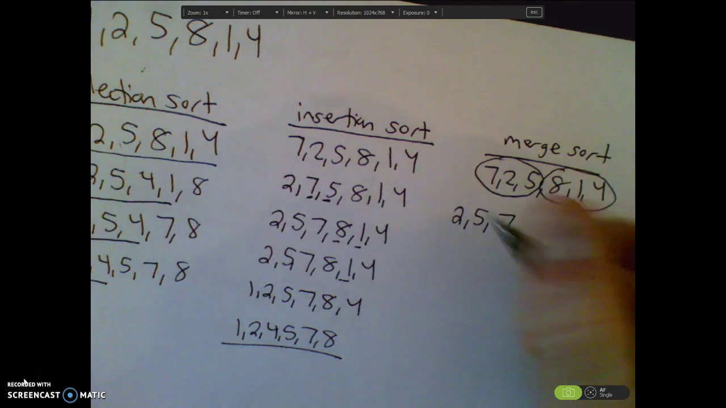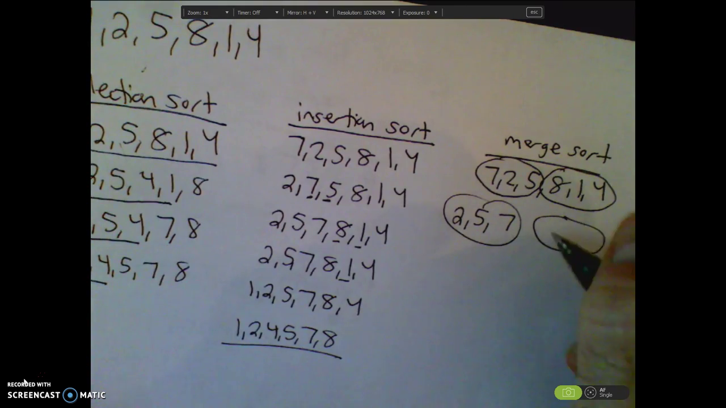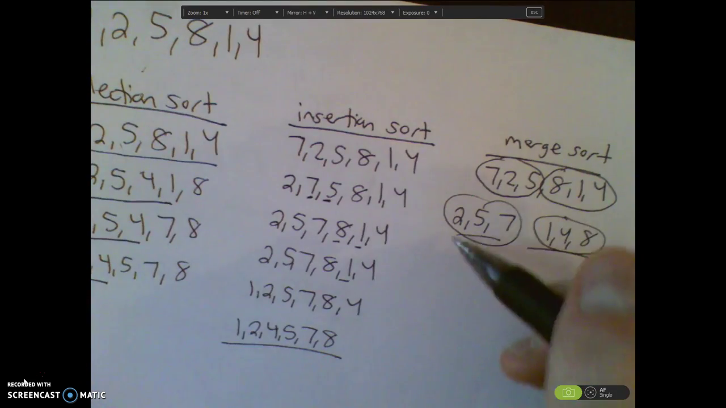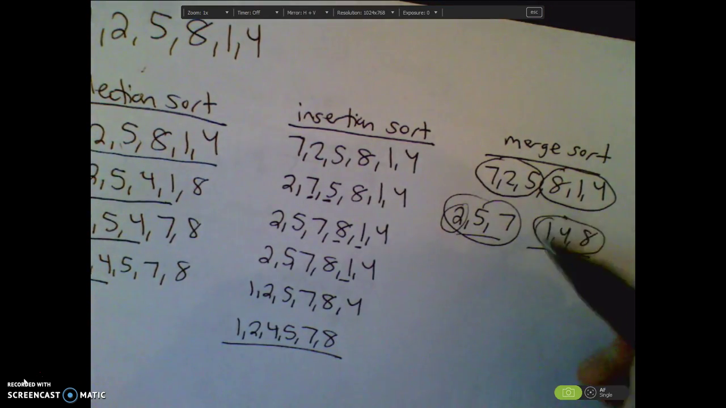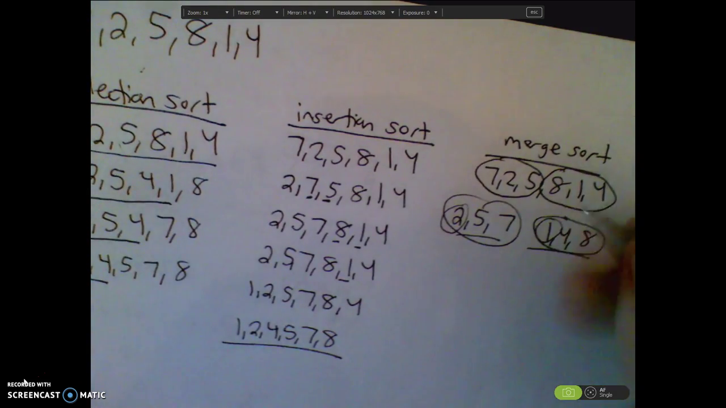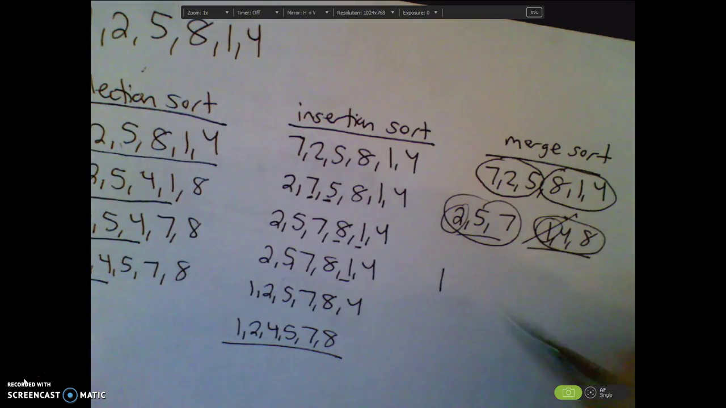2, 5, 7, 1, 4, 8. Okay? These are sorted. Now, you might actually have to do the merge. So, of these 2 lists, you're merging them into one list. You basically start with this value and this value. And you say, okay, whichever one is less will go first. So 1 is less. So 1 goes in.